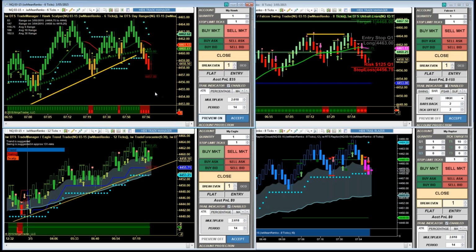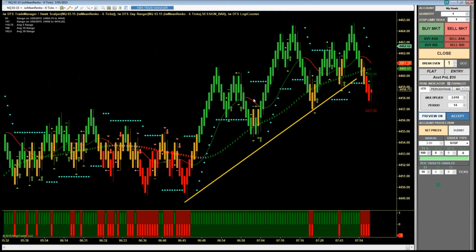Okay, so there's a red bar buy. The nice thing, of course, about the red bar buy is it does give us an opportunity for a counter trend signal. Come on, red bar buy.